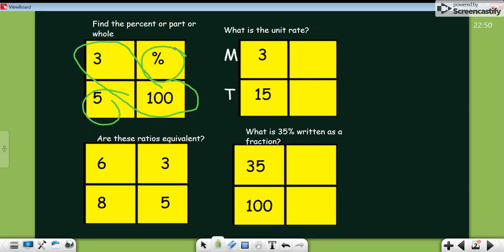And we always put the percent here, the 100 right under it to find a percent. You can also find the whole or the part if they give you the percent by doing the same thing.